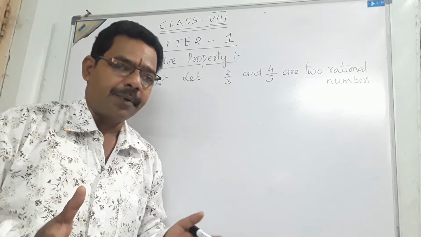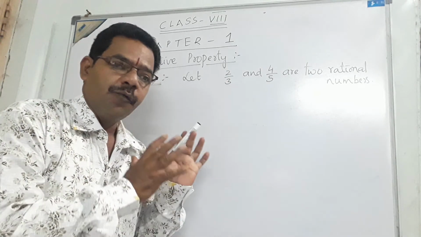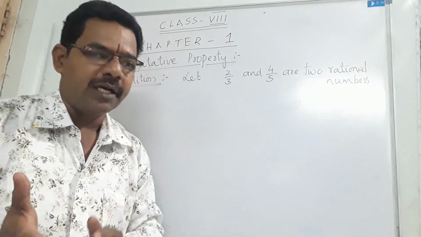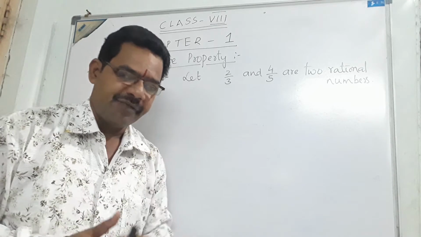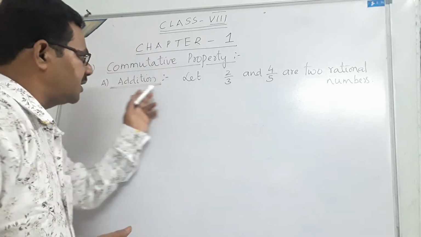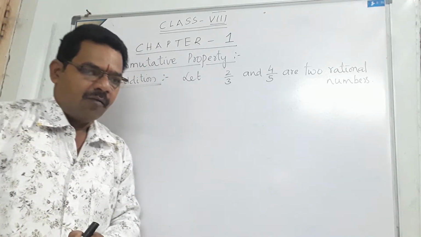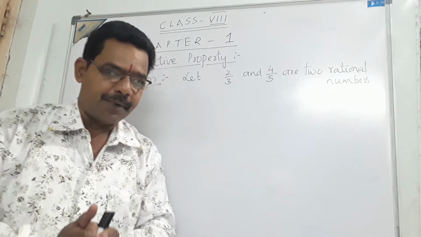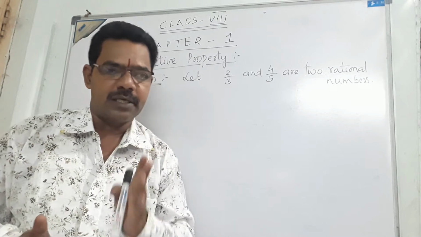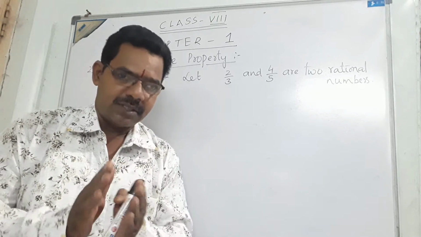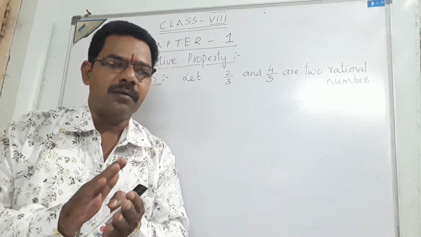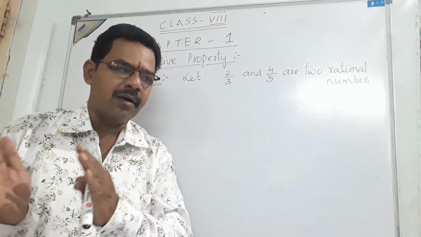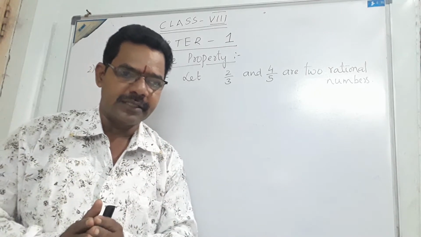In the commutative property also, we can test whether this property is followed under addition, subtraction, multiplication and division. So first of all we are taking addition. What is the commutative property? First we have to understand. In the commutative property, suppose we have taken two rational numbers, their sum or difference or product or quotient should be equal on the left hand side and the right hand side.